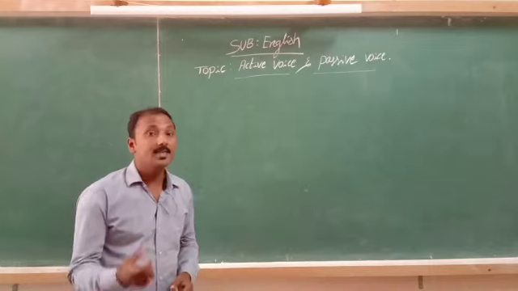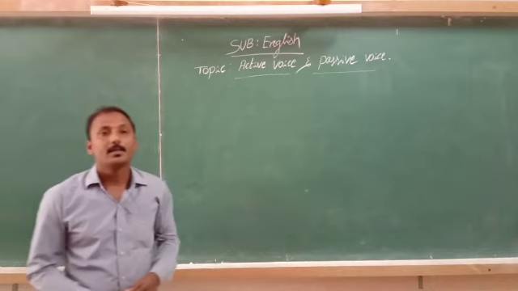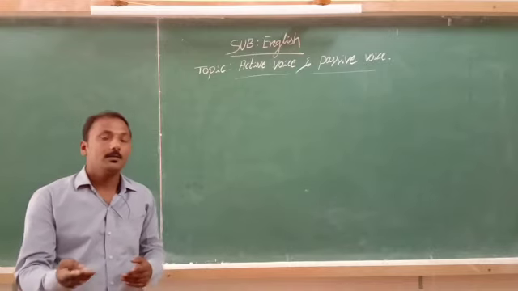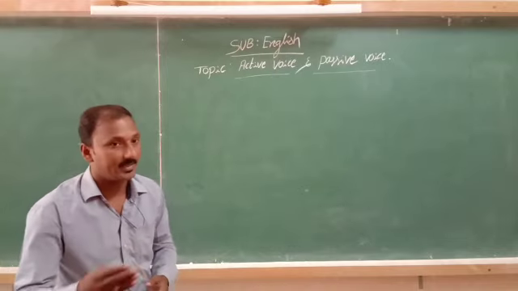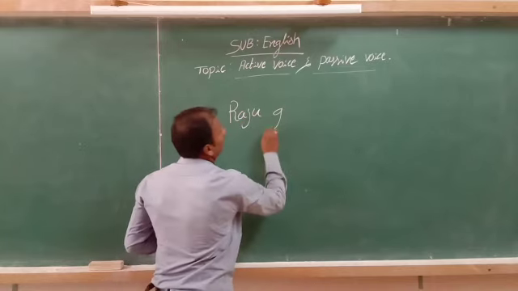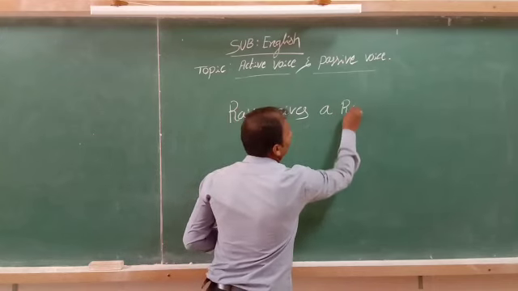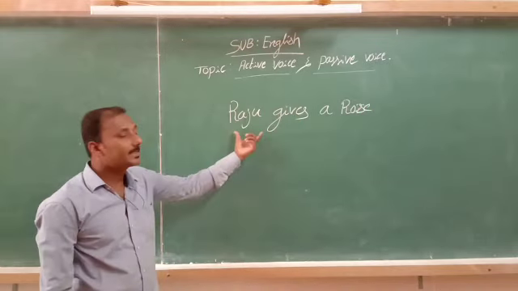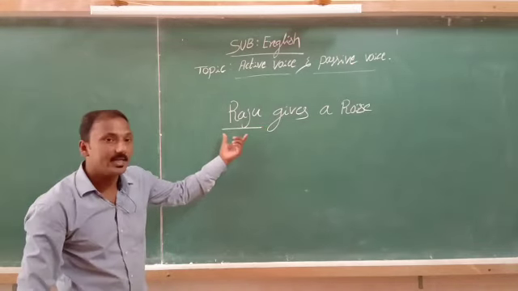First, we know what is the difference between an active sentence and a passive sentence. In an active sentence, the subject is more important than the object. In a passive voice sentence, the object is more important than the subject. For example, Raju gives a rose. In this sentence, Raju is the subject and this is an active sentence.